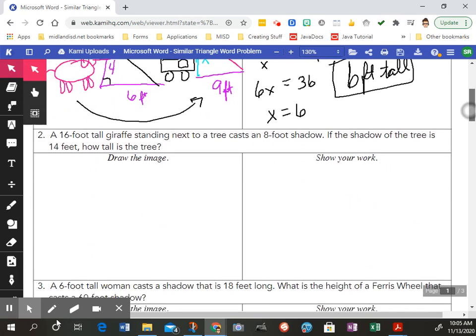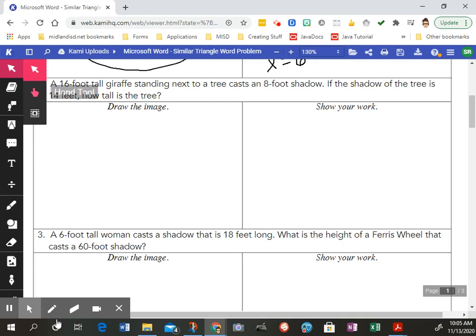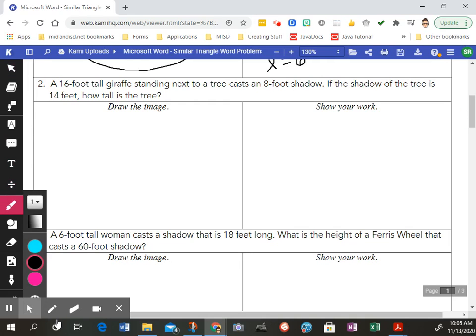Okay. So now let's try the next one. Talking about a giraffe. A giraffe, I'm going to use orange or yellow, is 16 feet tall. So let's see if I can draw a giraffe. The long neck and the body. Almost. Okay, so there's a giraffe. Looks almost like a dinosaur. Get the tail in there.